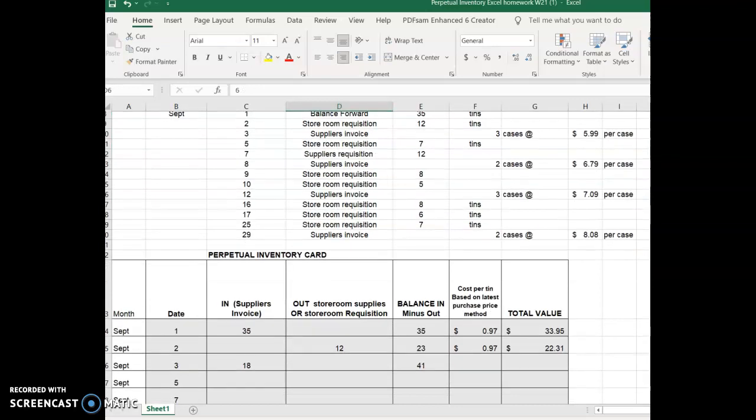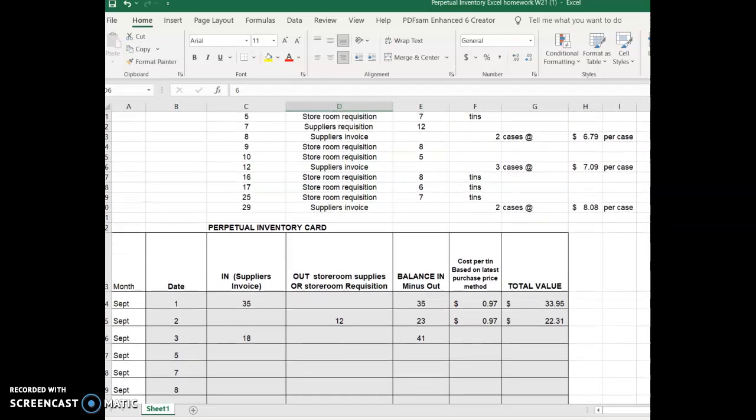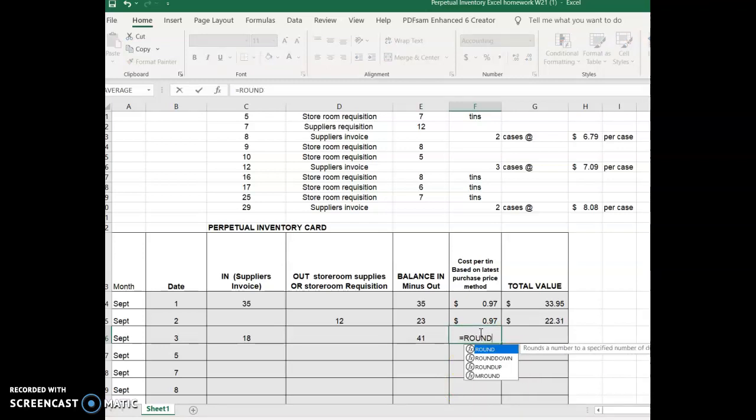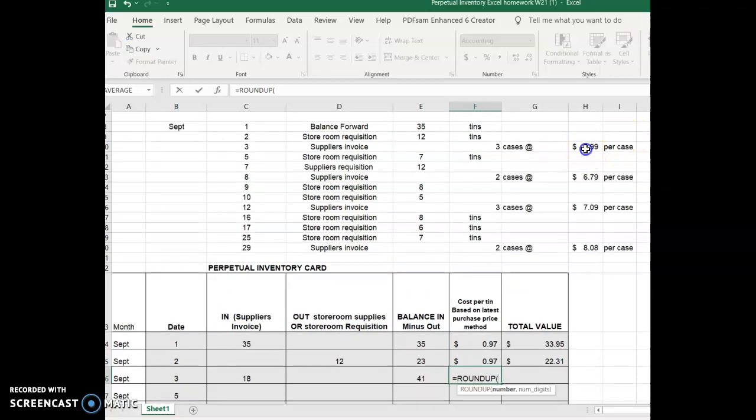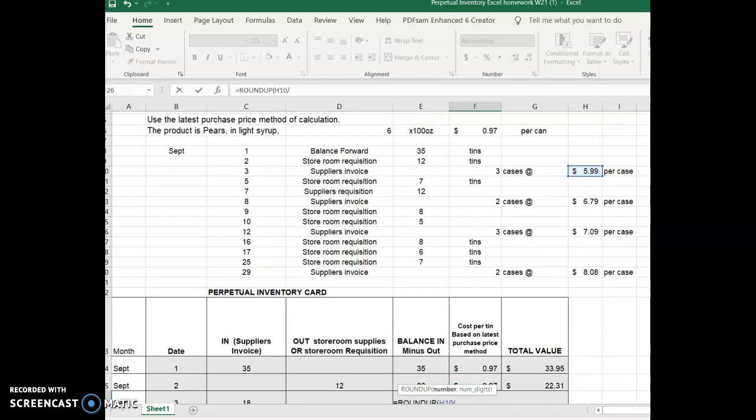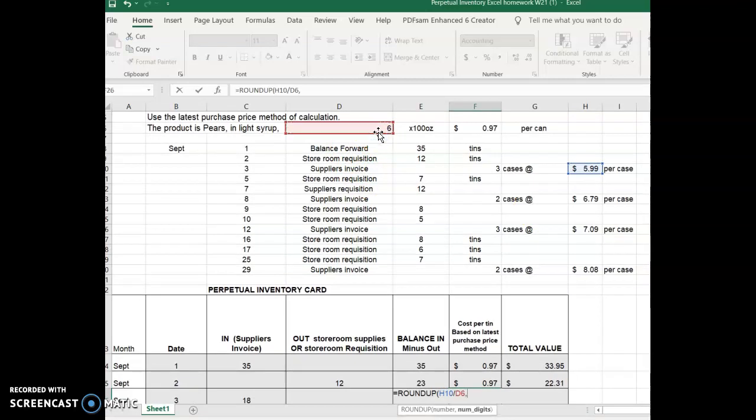And here is where we use our round feature. First I'm going to show you how to use it, and then I'll explain why that's important. You're going to do equals round, or you can do either round or roundup. In my case, I always do round, but I can show you roundup. Then you're going to do our number, which was $5.99, divided by 6. And you always want to do it to 2 decimals since we're dealing with money, and money can only go to 2 cents. Or 2 decimals, sorry. And then close bracket.